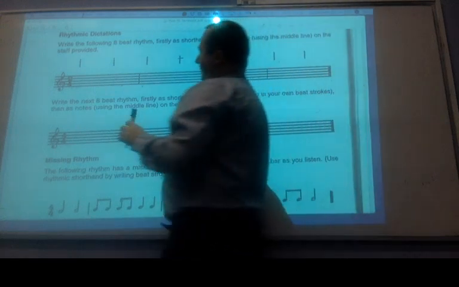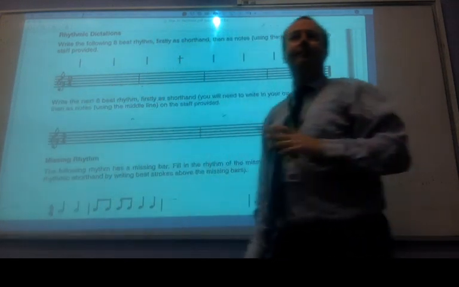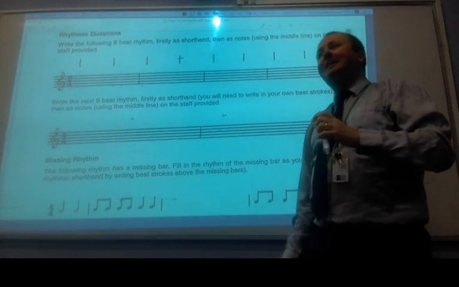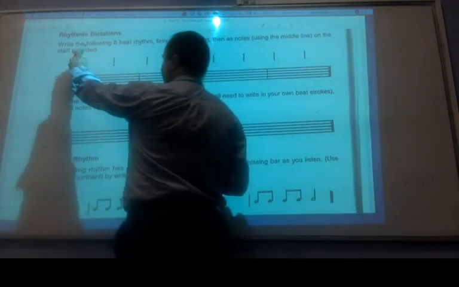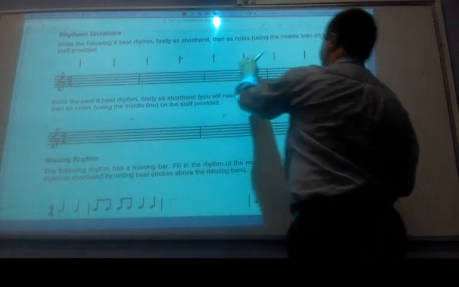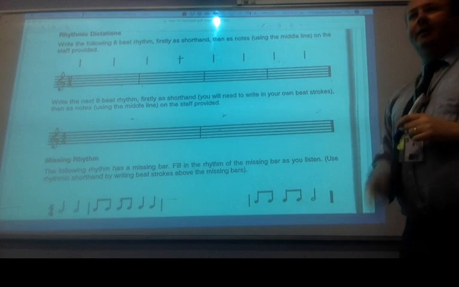You'll see here that we've got a question in the time of 2/4. What does that mean? Two beats per bar. And that is why you can see that the author of the textbook has given you 2 beat lines per bar. And they are the lines onto which we will shorthand a rhythm.